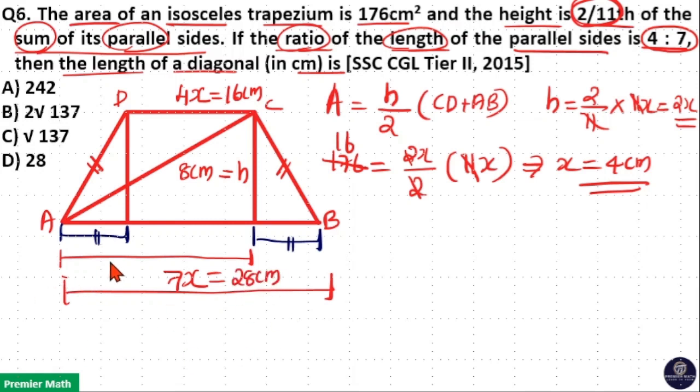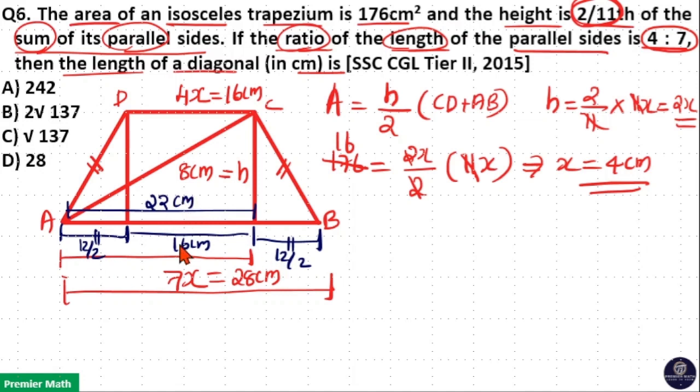Now here we need to find out this length. Here 4x is 16 centimeter, which means this length is also 16 centimeter. Now total length AB is 28 centimeter. So 28 minus 16 is 12. So this will become 12 by 2 and this will become 12 by 2. That is 6. Now we know this length is 16 plus 6, 22 centimeter.